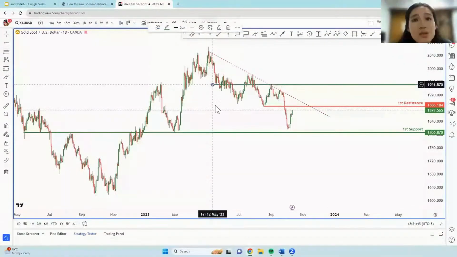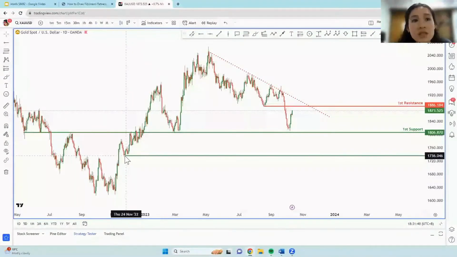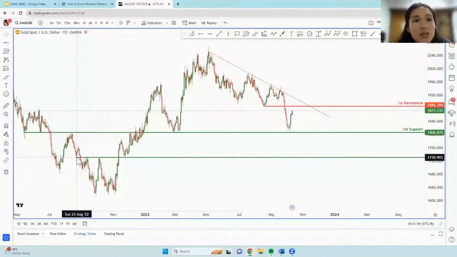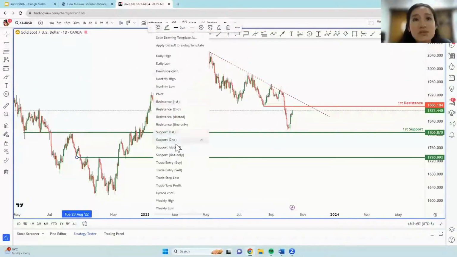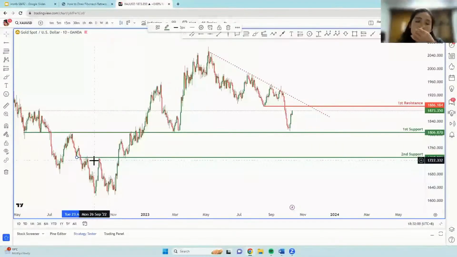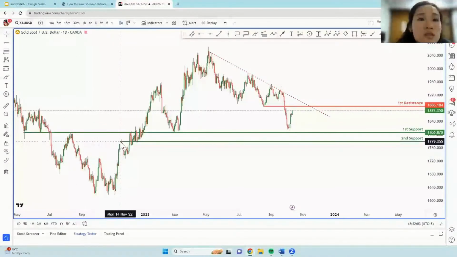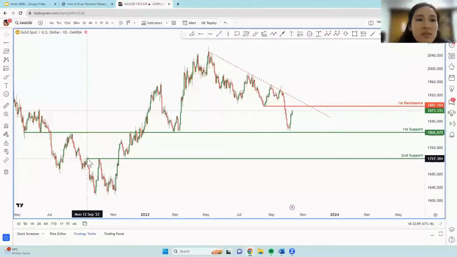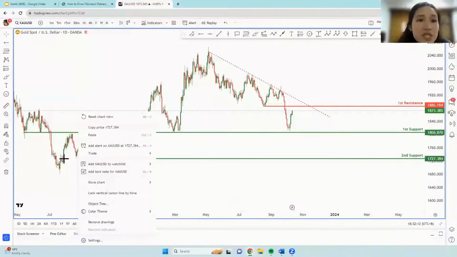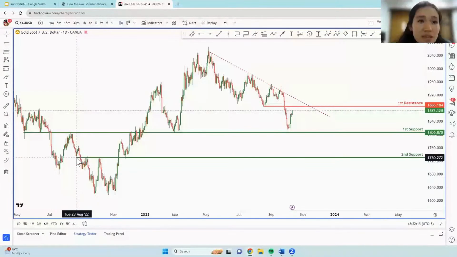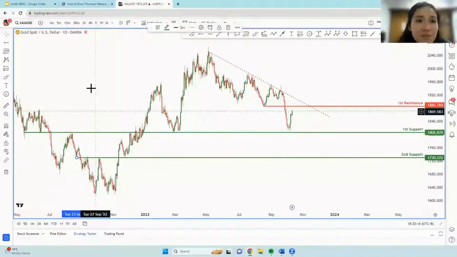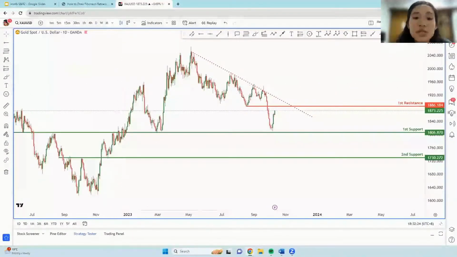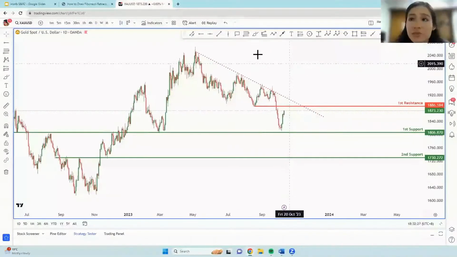Okay, next we have another second support here. Or maybe closer here. Okay, yeah. So the reason why I chose here instead of there is because here we have many swing highs and lows. So here we are playing the continuation.